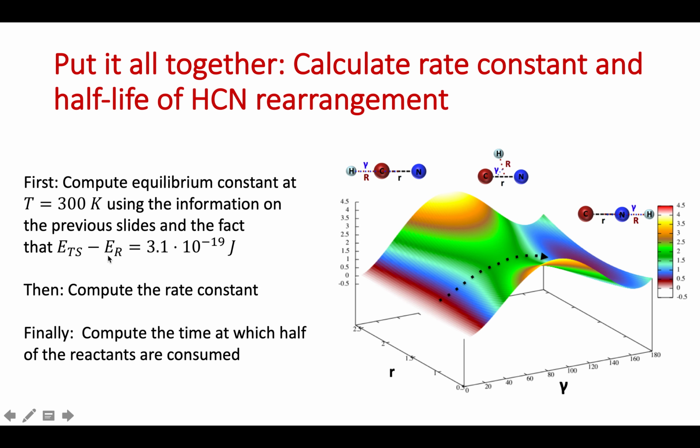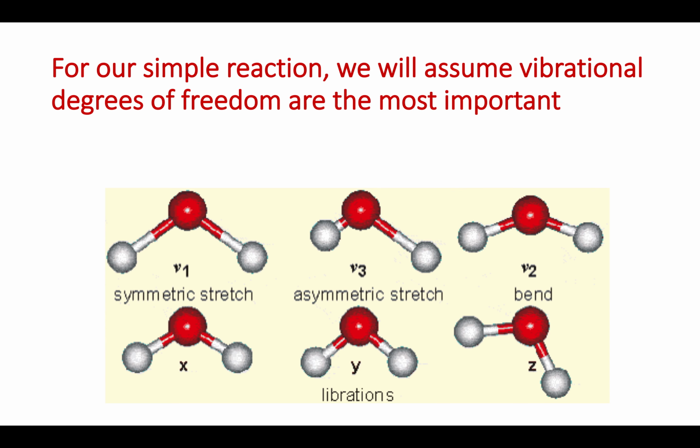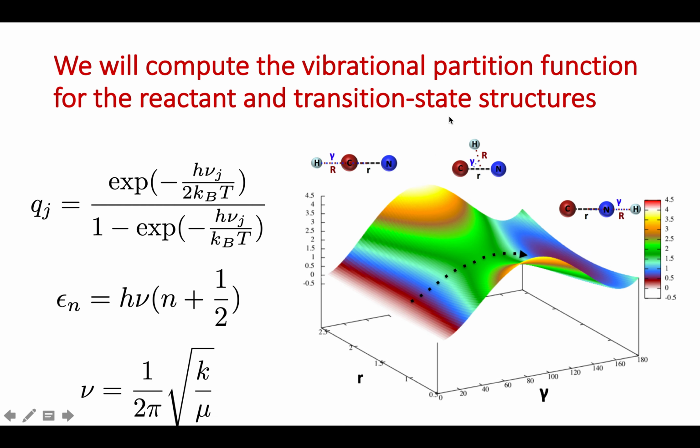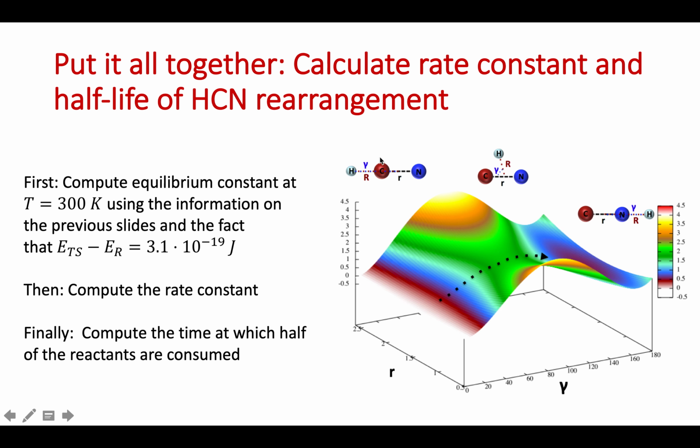You need also the total energy difference between the transition state and the reactants. I'll remind you from this relationship right here. We didn't discuss yet what that energy difference is, but I'm giving it to you right here. The energy difference is 3.1 times 10 to the minus 19 joules, and you can assume this reaction is happening at 300 Kelvin.